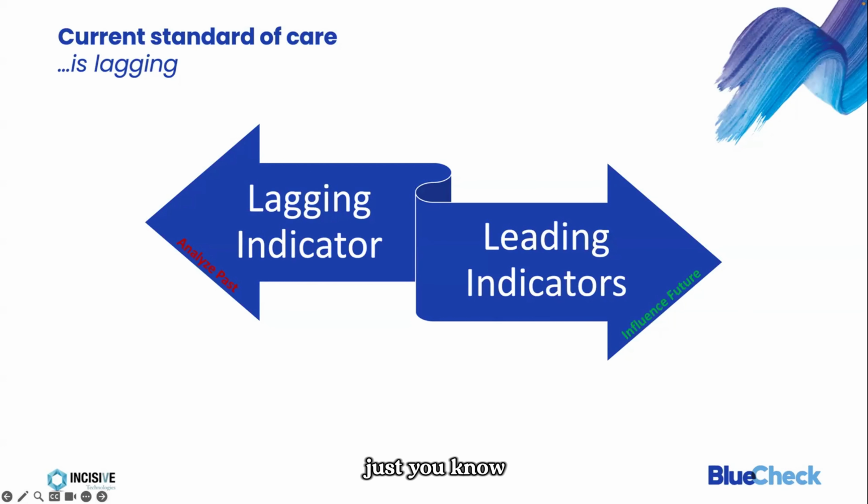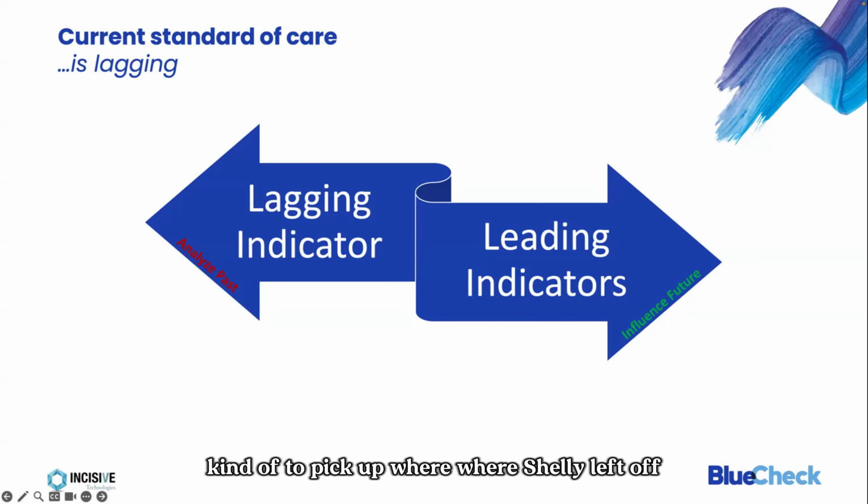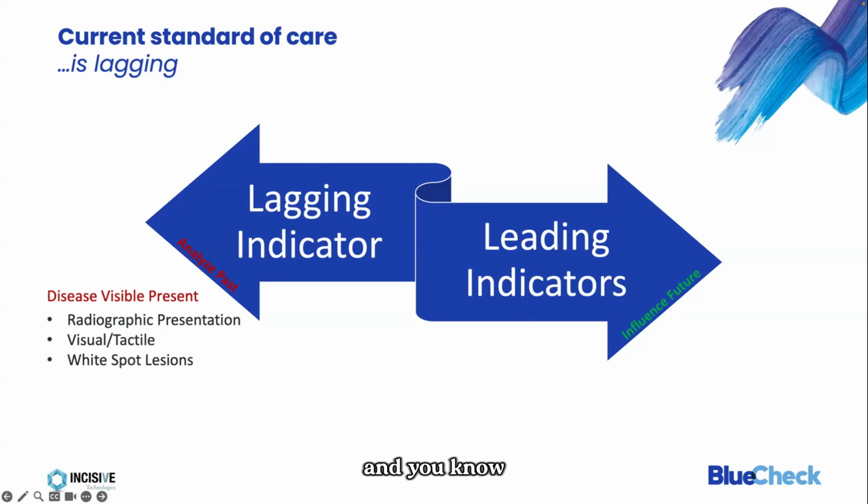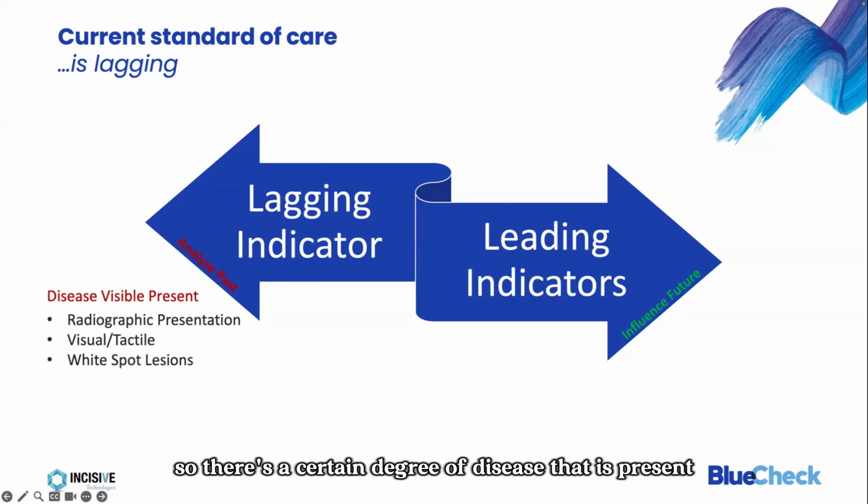And so just to pick up where Shelley left off, talking about the sensitivity of the detection tools that are currently standard of care, really, they're a lagging indicator, where we're really analyzing the past. So there's a certain degree of disease that is present when we're able to identify it. With a radiographic presentation, typically there's about 40 to 60% penetration through the enamel before it even shows up on a radiograph. That visual tactile exam can actually be invasive.